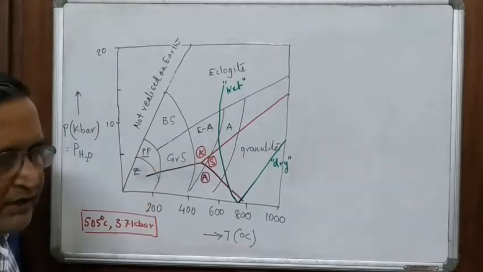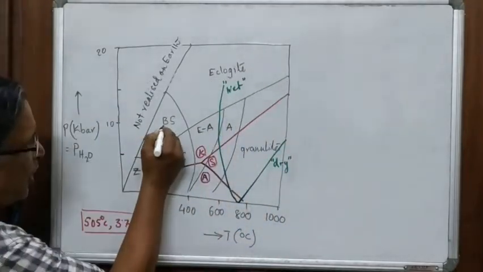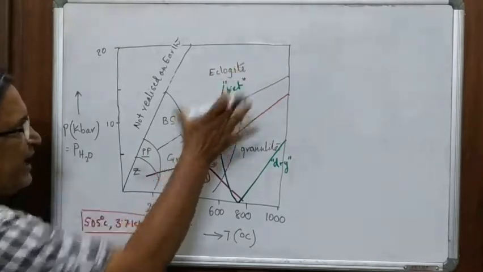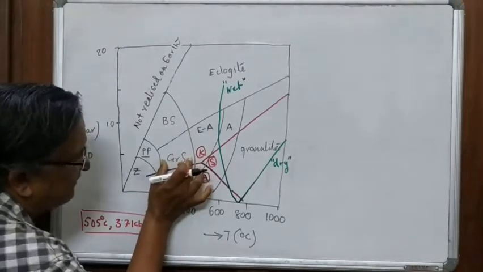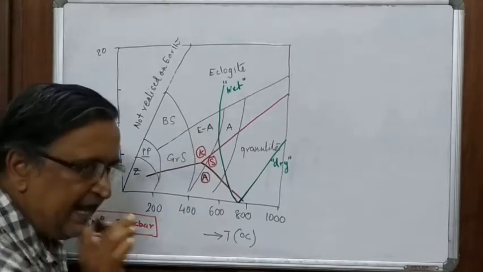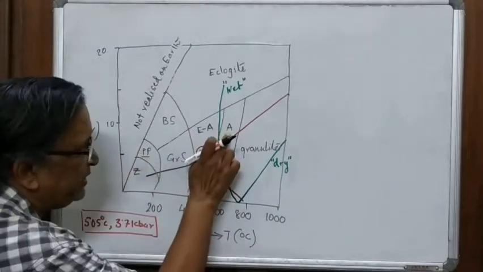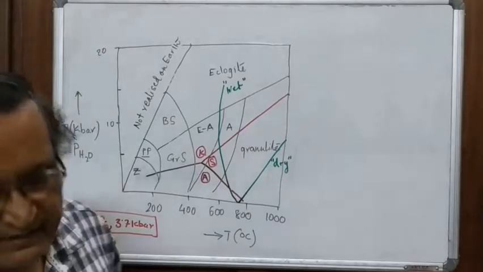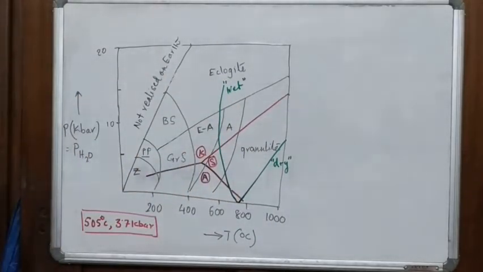This is called the prehnite-pumpellyite facies. This is called the blueschist facies. And this is called the eclogite facies. Here you have the greenschist facies. Then you have EA, epidote amphibolite facies. And then you have amphibolite facies. And then you have granulite facies. So these are the different metamorphic facies.